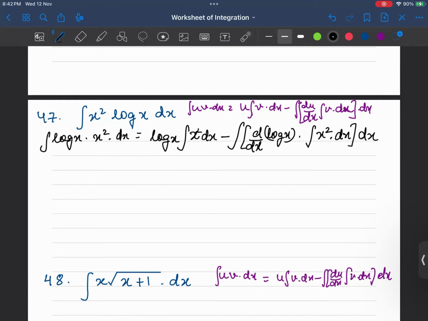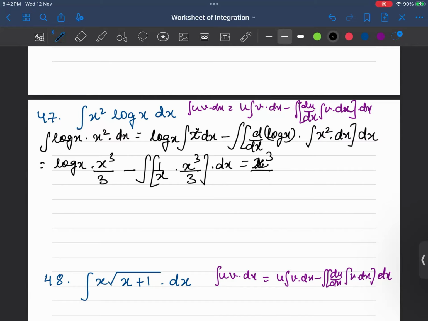We can write it over here. It's log x times the integration of x square, which would be x power 3 upon 3, minus the integration of d by dx of log x, which would be 1 upon x, multiplied by the integration of x square, which is x cube upon 3, the whole dx.